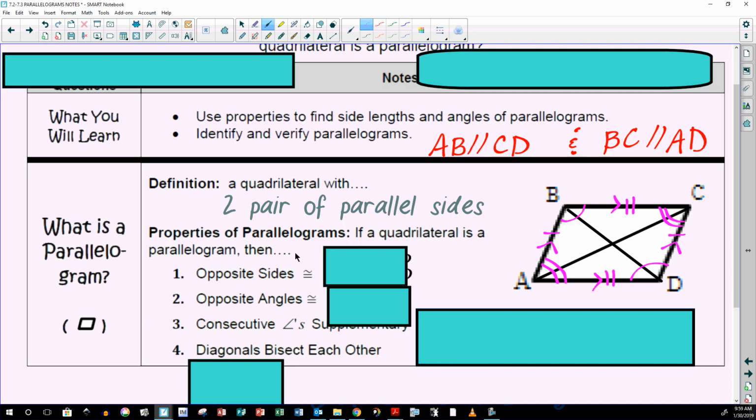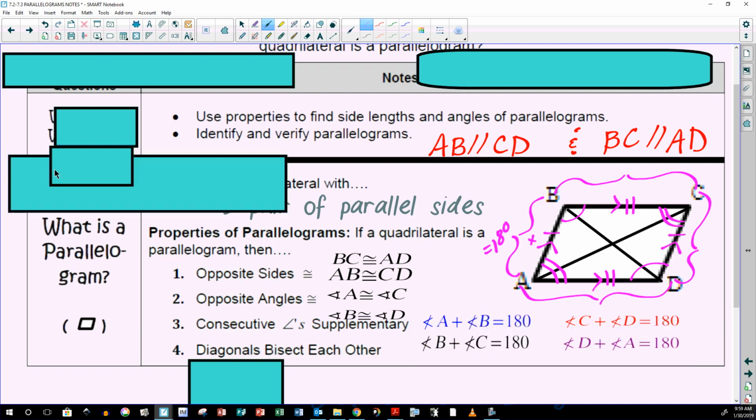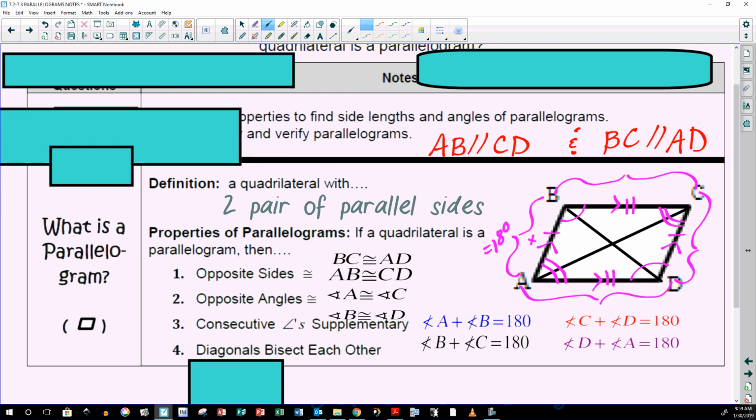Consecutive angles are supplementary, so those are the angles that I marked. Consecutive angles are supplementary, meaning the angles that go in order add up to 180. So like these two would equal 180. These two would equal 180. If you add them together, they're going to add up to 180. These two will be supplementary, and these two will be supplementary. And here are the angles I added together.